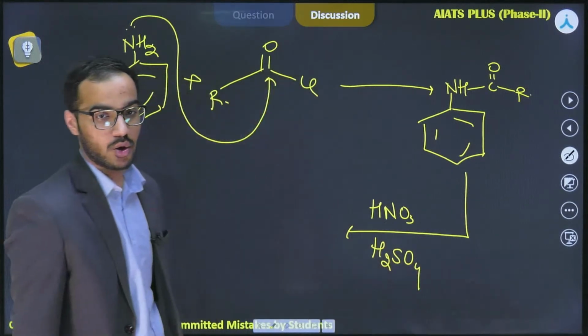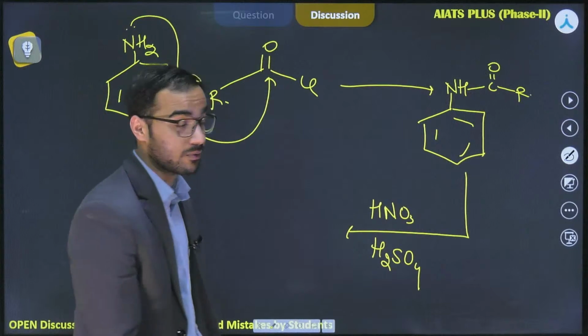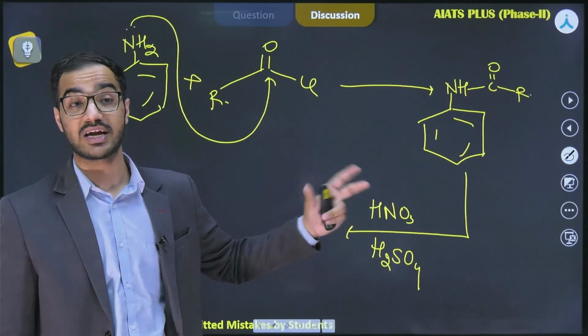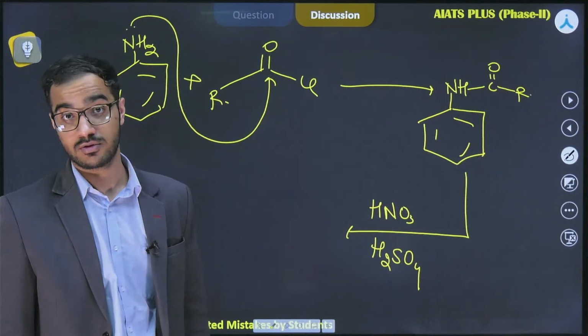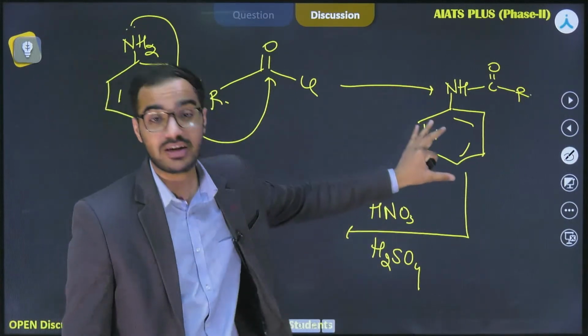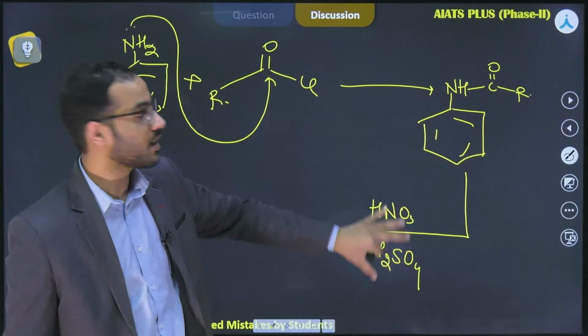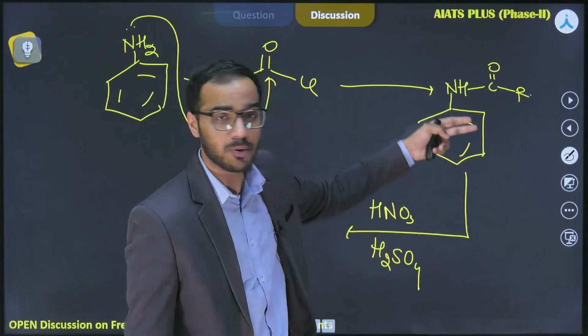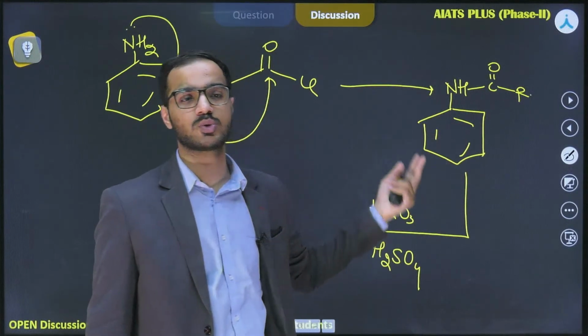H2SO4. On reaction of this, what will be the case? This will generate an electrophile. We can say that NO2 positive will be formed. So we have an electrophilic center here. Now we have a nucleophilic center here. So which is the major product, ortho or para?